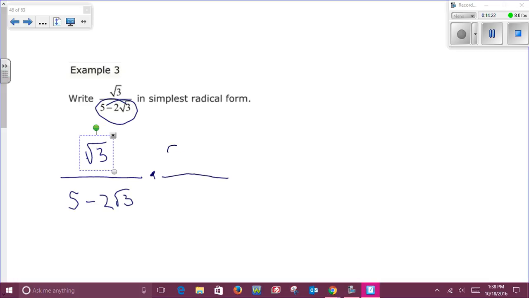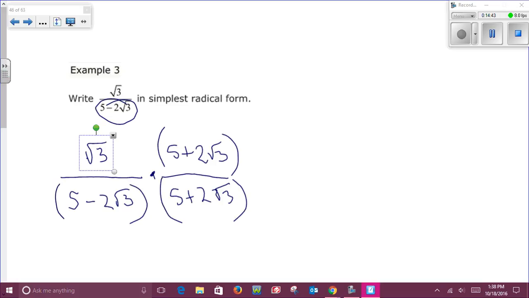So I'm going to have 5 plus 2 radical 3 over 5 plus 2 radical 3. 5 plus 2 radical 3 over 5 plus 2 radical 3 is 1. But it's just what I call 1 in disguise. It's incognito. So I need to multiply this. So on the top, I'm just going to be distributing this radical 3 inside. So radical 3 times 5 is 5 radical 3. Radical 3 times 2 radical 3 is plus 2 times radical 3 times radical 3, which is radical 9.